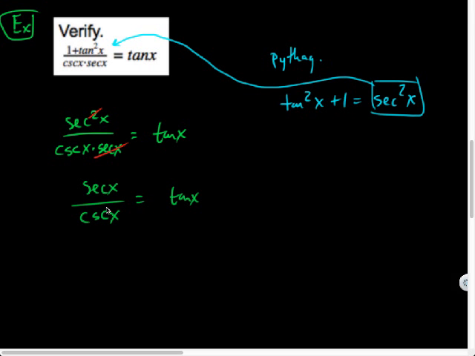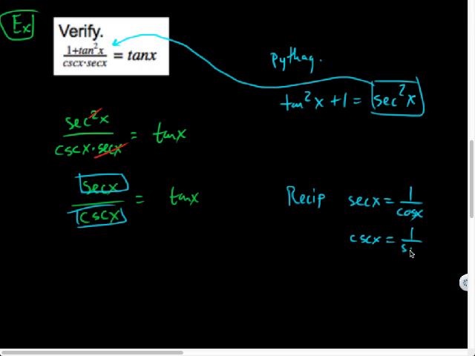I think I'm going to rewrite both of those as their reciprocals. I'll double reciprocal. So I'll change that one and that one at the same time. I happen to know that secant x is equal to 1 over cos x, and cosecant x is equal to 1 over sin x. So I'm just going to double substitute right there. So 1 over cos x all over 1 over sin x.